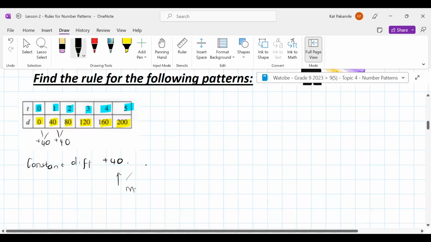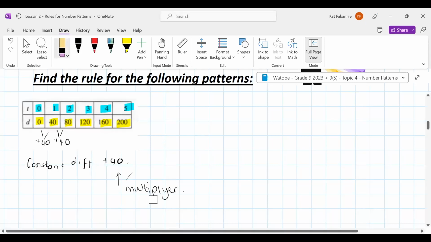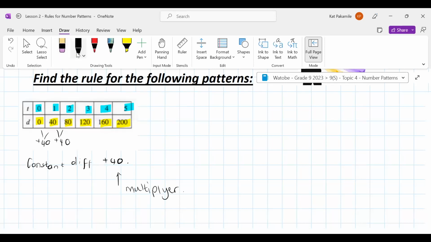Who remembers what I said? What's a multiplier? Anyone remember what a multiplier is? No? Ma'am, I say that instead of the constant being 40, you actually multiply each one by 40. Like 0 times 40 would equal 0, 1 times 40 equals 40, and 2 times 40 equals 80.